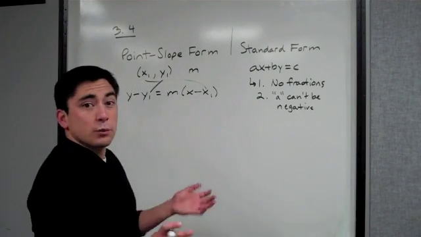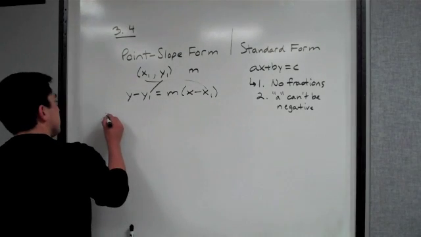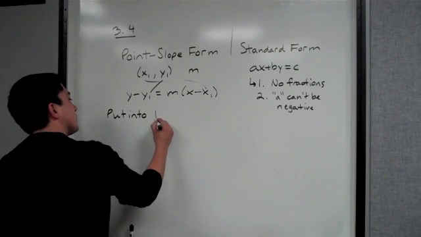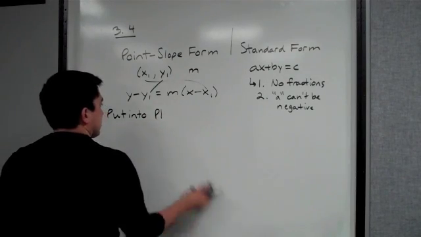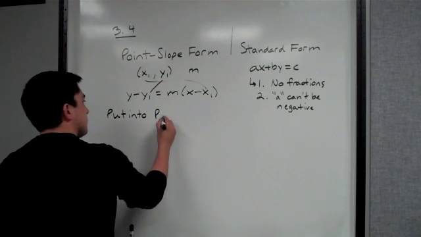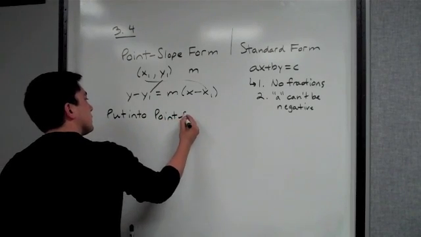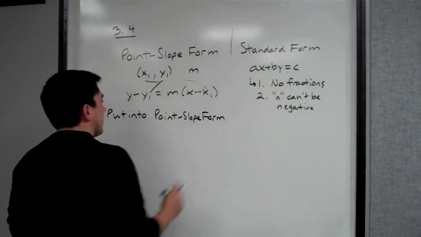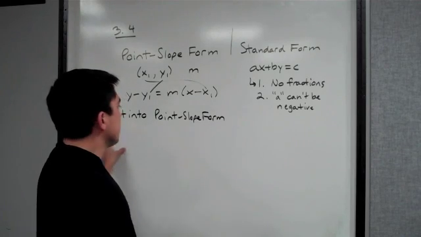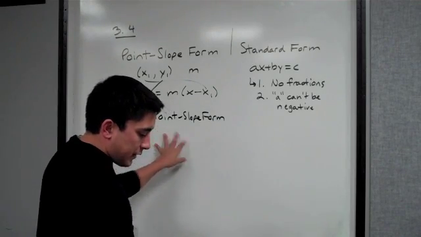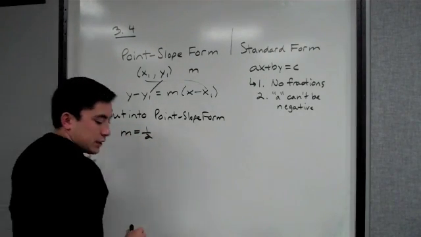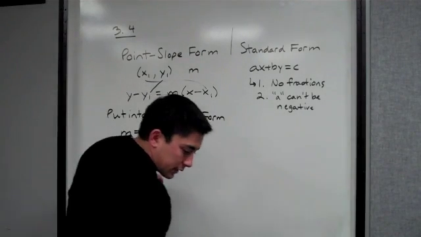So let's go into a problem. If I say put into point slope form, I can't spell, point slope form of a line. So write an equation in point slope form. If you're given this information, a slope of 1/2, and you're given the point, what did we do in class? 1, 4.